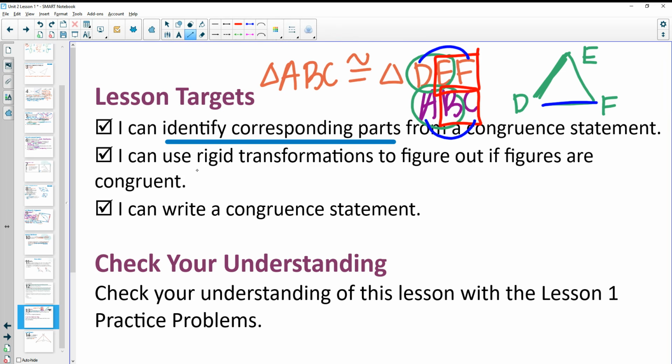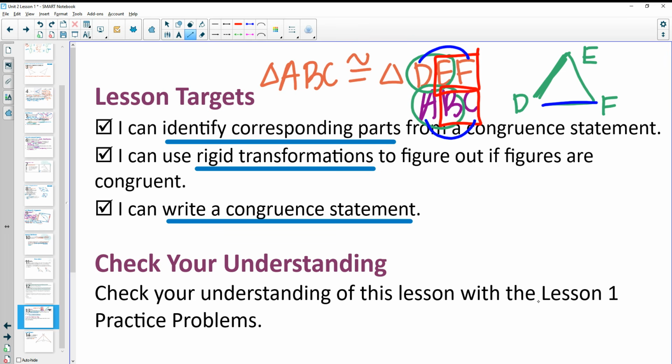Hopefully you can also use rigid transformations to decide if figures are congruent or not. So if there is a rigid motion that takes one to the next, then they are congruent. If there's not, then they're not congruent. And then hopefully you can also write your own congruent statement by matching up the corresponding parts.